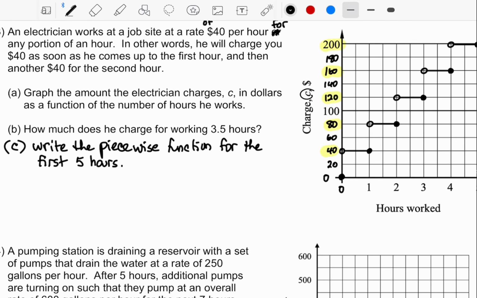They said call it C. Reasonable to assume that we'll call this T. So C of T is going to be equal to a big old piecewise. We have points at 0, 40, 80, 120, 160, and 200. All those y-intercepts.